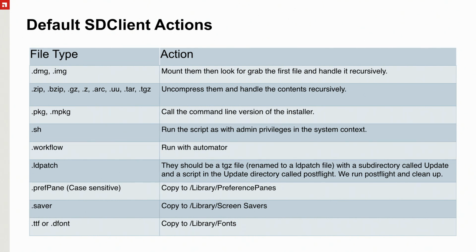If I send down a DMG through SD client, it says, oh, this is a DMG. I'm going to mount it, and then I am going to basically recurse on the first thing that's in that file and figure out what to do with it based on that. If I send down a zip file, I'm going to unzip it into a temporary location. I'm going to go into it and find the first thing in it and figure out what to do from there. Once I get into one of those, if I see a PKG, I'm going to run install on it. If I see a .sh, I'm going to send it off to shell.